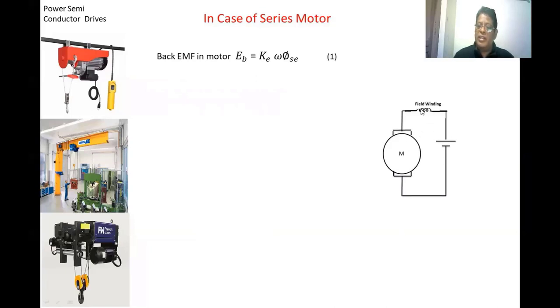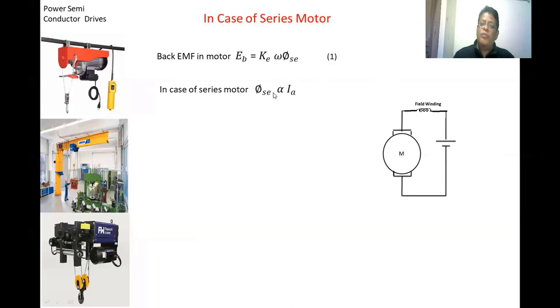We apply the voltage. The current passes through the field winding and the armature winding. The same current is passing, so this flux is proportional to the armature current, up to the saturation of this machine. We always operate this machine in the linear region only, so the series flux is proportional to Ia.